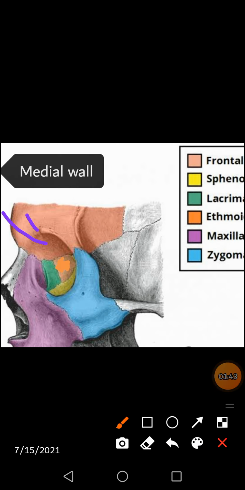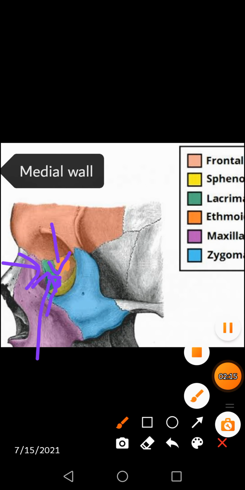From the lateral aspect, you can find that four bones are taking part. First of all, we have to see that the maxilla takes part in the medial wall. Then you can observe this green color, which is the lacrimal bone. Then a little bit posteriorly you can observe that the ethmoid bone is also taking part, and more posteriorly you find the body of the sphenoid bone. So this way four bones take part in the formation of the medial wall.